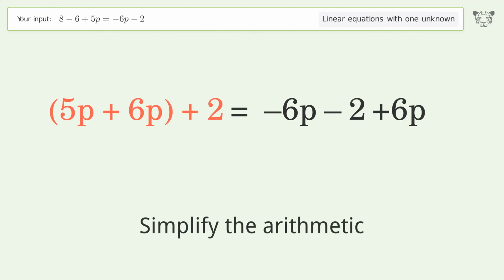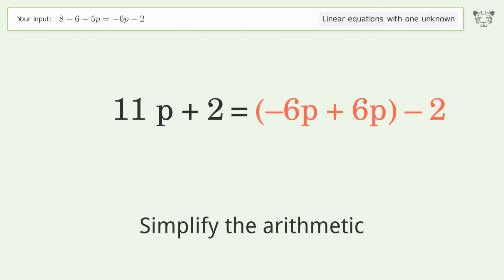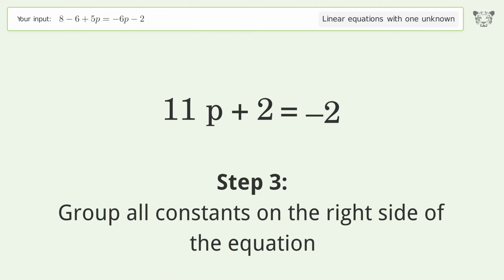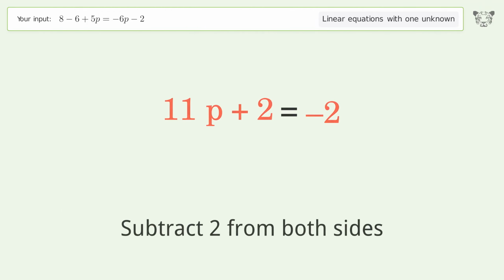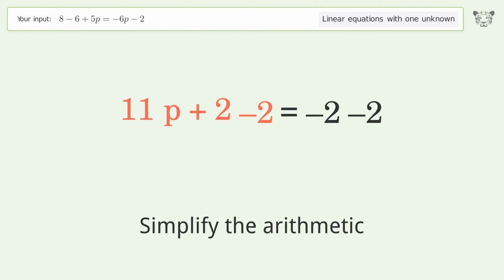Simplify the arithmetic. Group like terms. Simplify the arithmetic. Group all constants on the right side of the equation. Subtract 2 from both sides. Simplify the arithmetic.